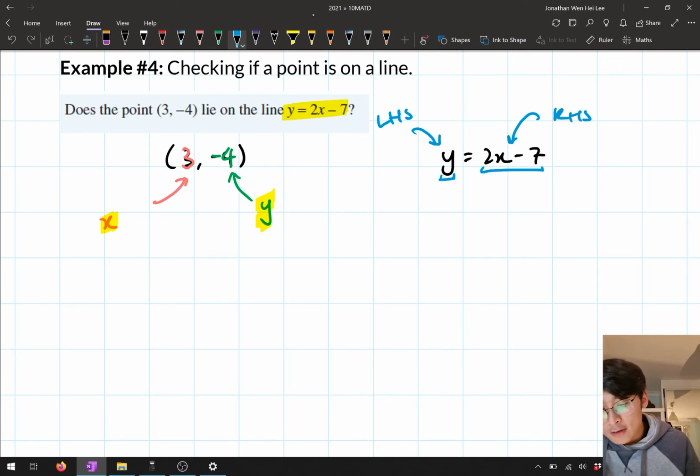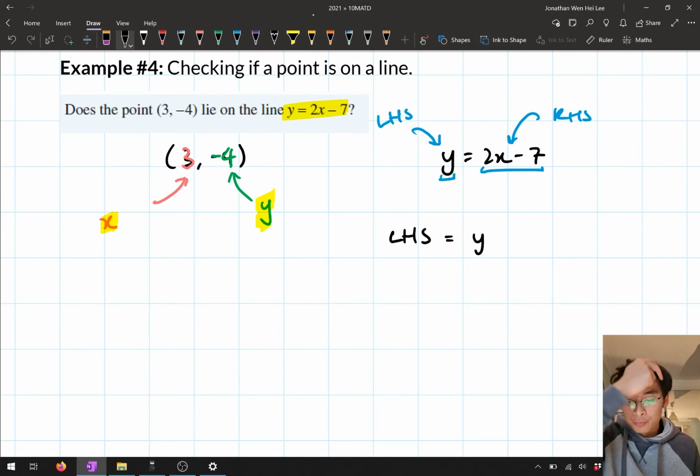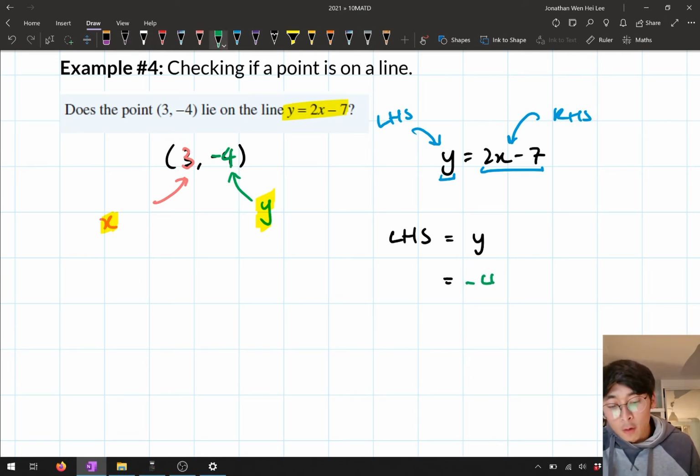So let's deal with our left-hand side first. On my left-hand side, I just have y by itself. Now, if I substitute my y value for my coordinate, so that y value is just negative 4, this just becomes negative 4 by substituting. That's all I need to do. Okay, so I've got my left-hand side.